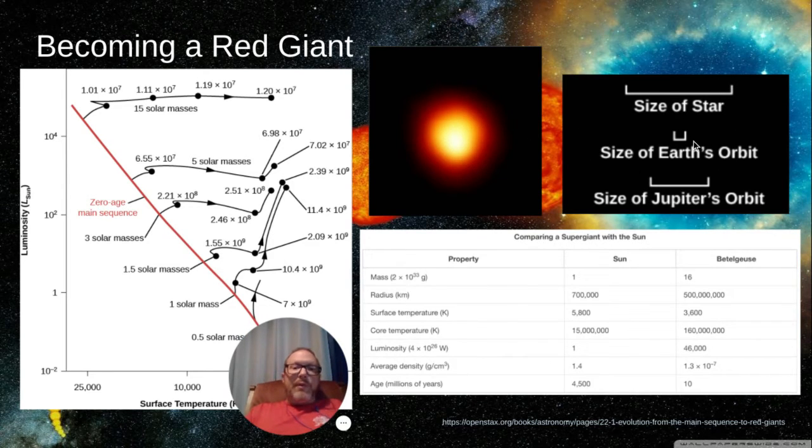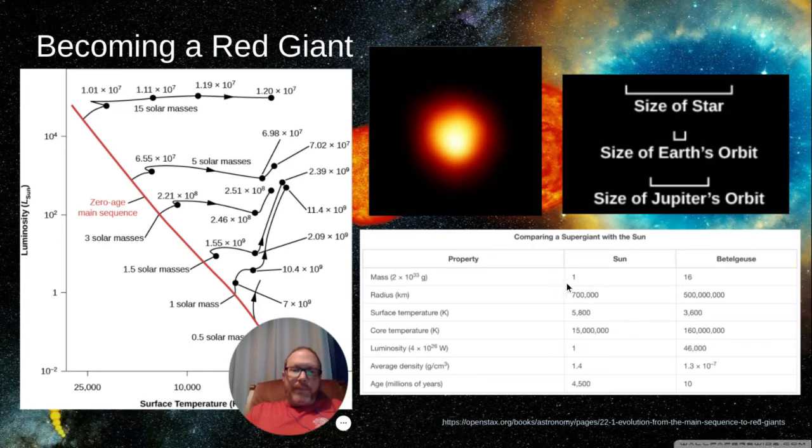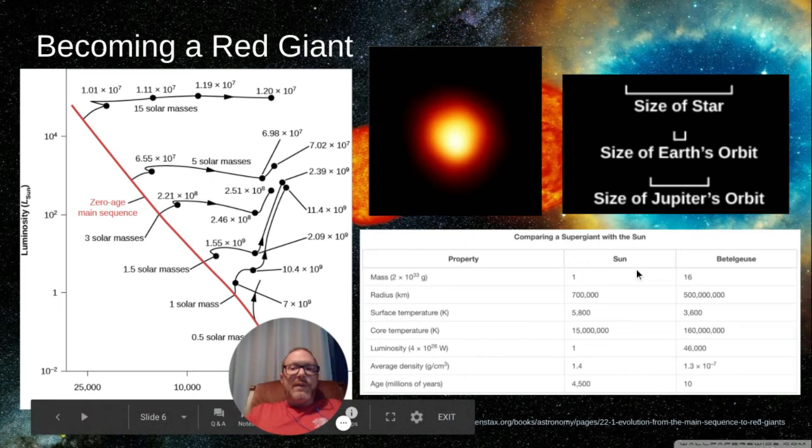Here's a size comparison we've looked at before. If this right here represents the size of Earth's orbit, this right here is the current diameter of Betelgeuse. It's even bigger than the orbit of Jupiter. But Betelgeuse is, if you look at this chart, it has about 16 times the mass of our sun. And this chart does a really good job of comparing several things between Betelgeuse and our sun.